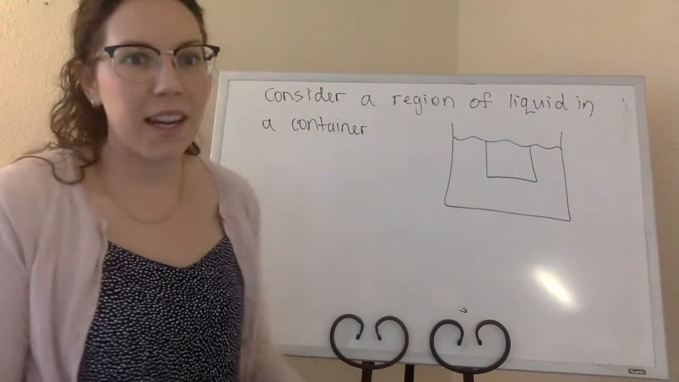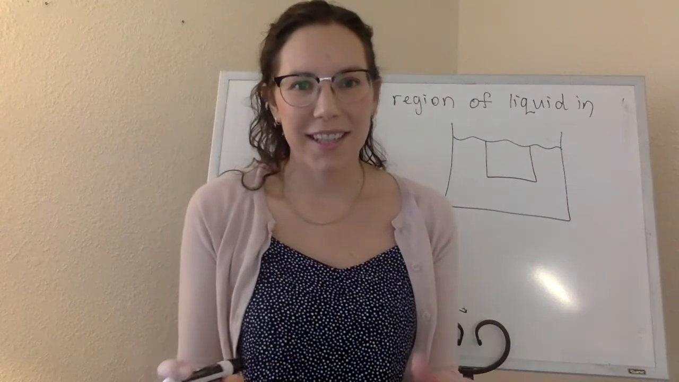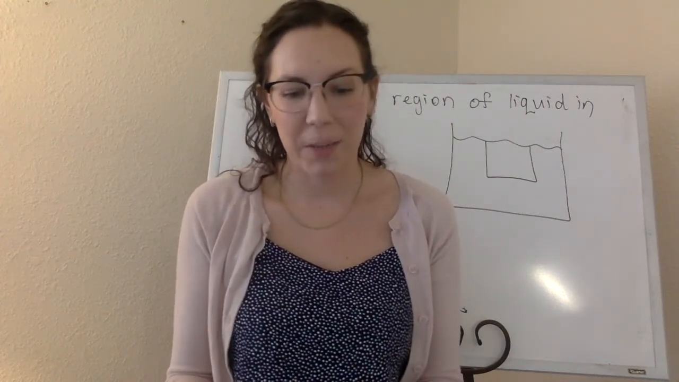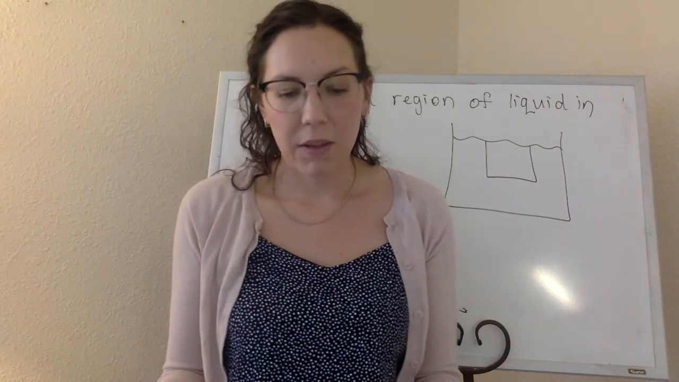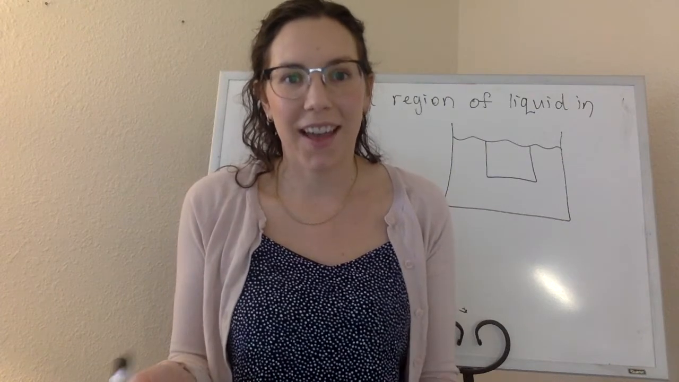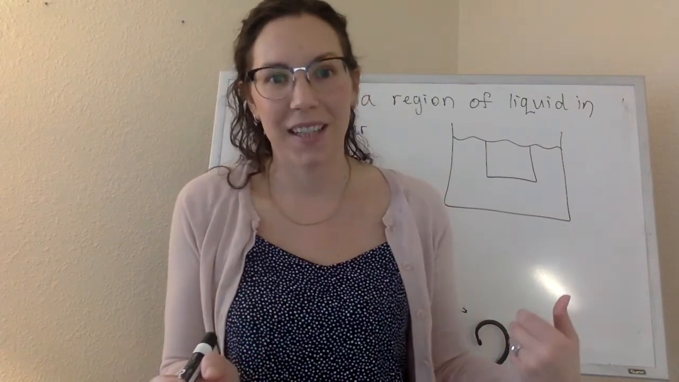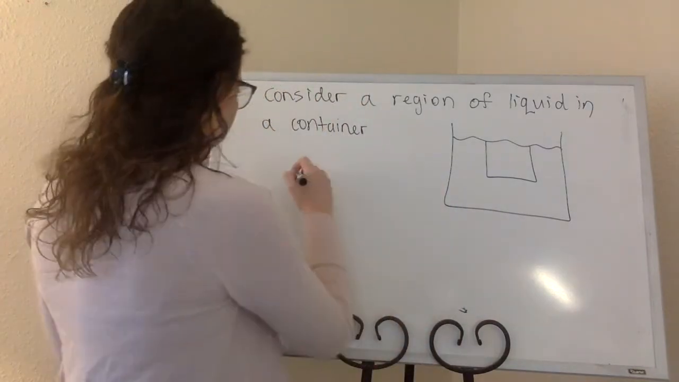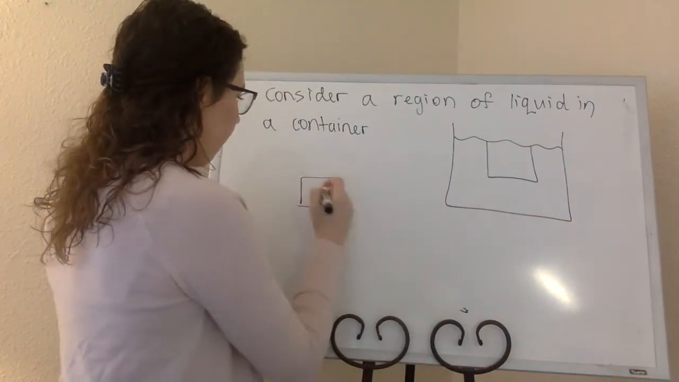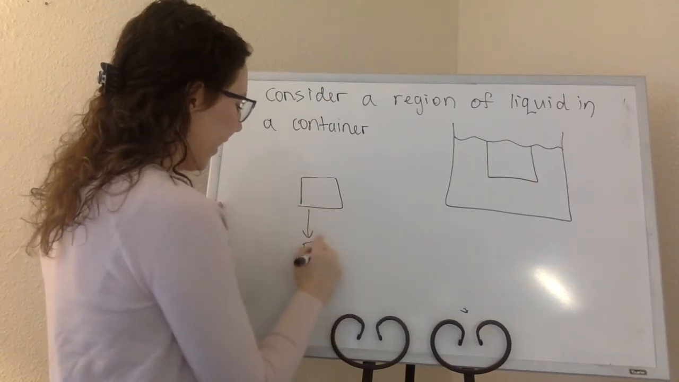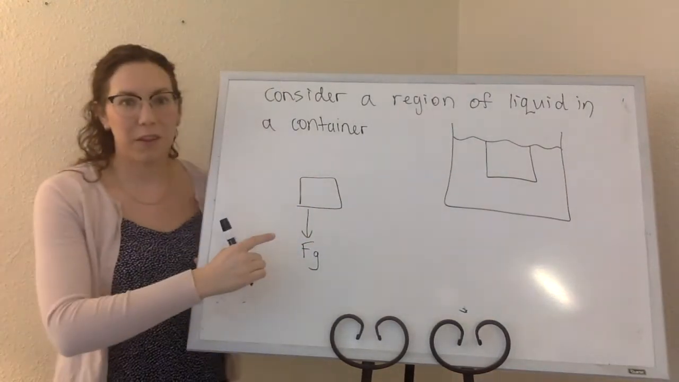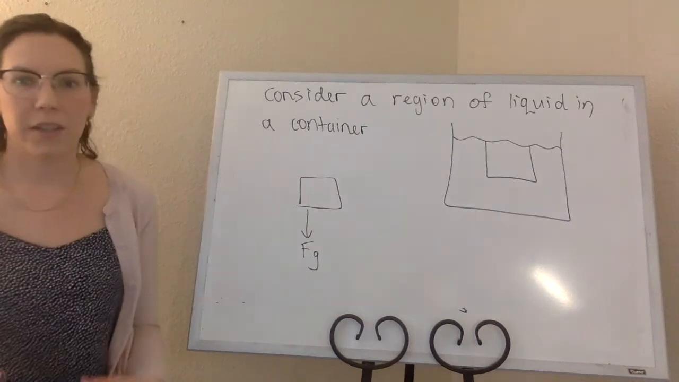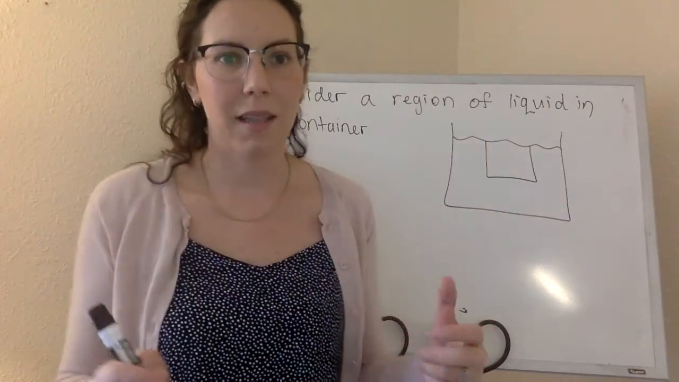So there's nothing in there, no object, but I'm just interested in that region within the liquid. Okay, so if we look at the forces on that area of liquid, I've drawn it as a cube, but the specific shape isn't important. If we look at the forces for the free body diagram, of course we have gravity acting on that region within the fluid. We also have pressure exerting forces on all sides of that region.